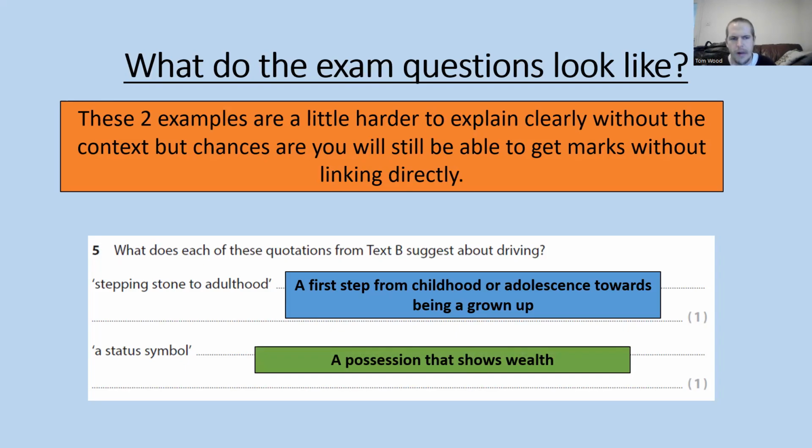So again, what does each of these quotations suggest about driving? In this case, we can say a status symbol is a possession that shows wealth. We can then link it directly with the text itself and say, having a car is considered a status symbol because it shows importance, or it shows that you are able to drive, something to this effect.